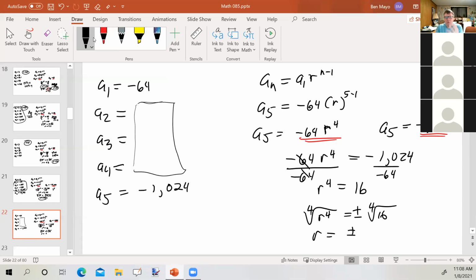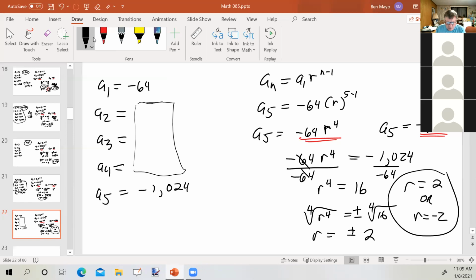What times itself times itself times itself is 16? Well, 1 times 1 is 1 times 1 is 1 times 1 is 1, so it's not 1. 2 times 2 is 4, times 2 is 8, times 2 is 16. So the 4th root of 16 is 2. So r is going to be plus 2 or r is going to be minus 2. So r is either a positive 2 or a negative 2.